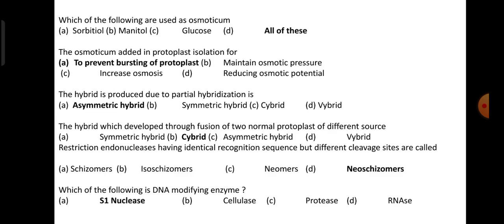Next question, restriction endonuclease having identical recognition sequence but different cleavage sites are called. Answer is straightforward, neoschizomers. Okay. Next question, which of the following is DNA modifying enzyme? S1 nuclease, cellulase, protease and RNase are the options. Here the function of cellulase is to cleave the cellulose or to degrade the cellulose. Protease is to dissolve the proteins. RNase is against RNA. S1 nuclease is for DNA modification.